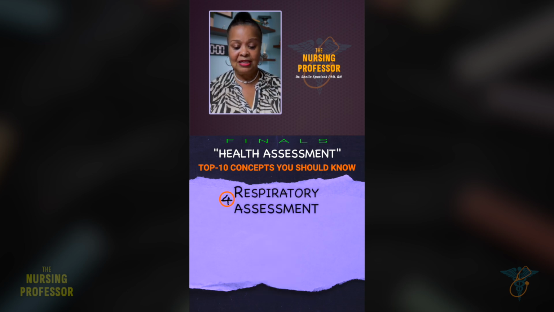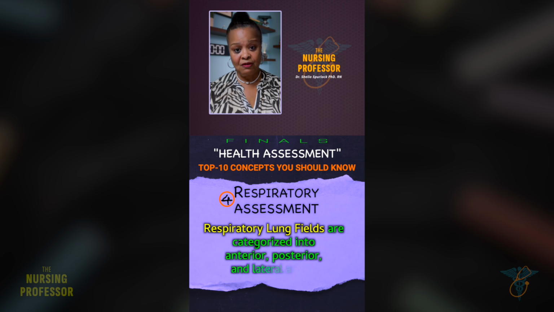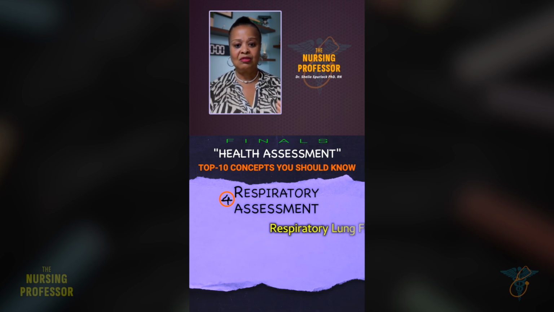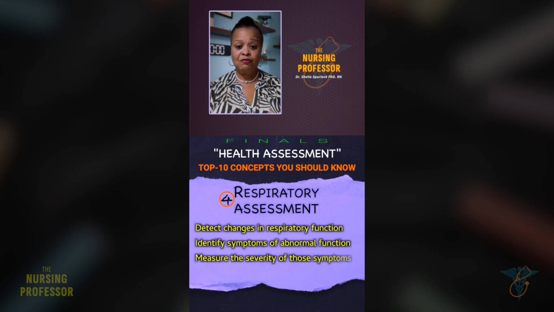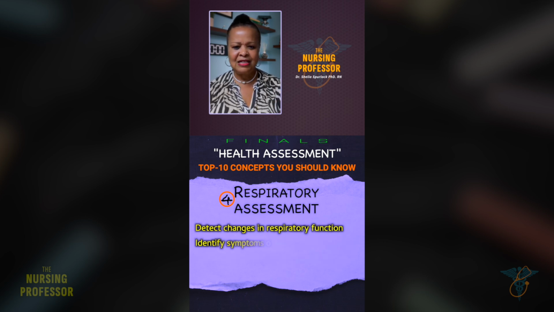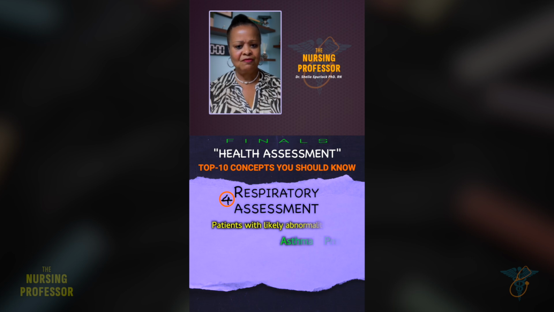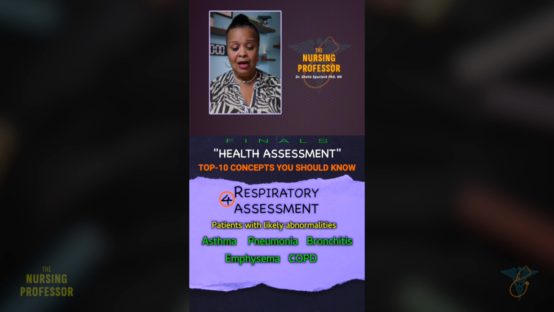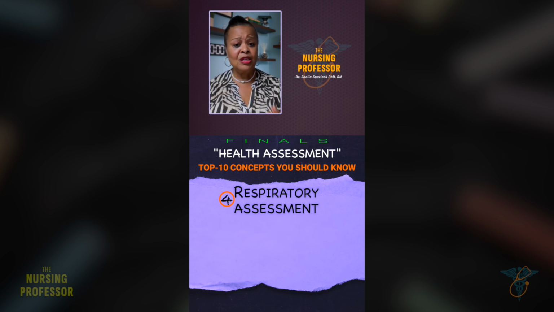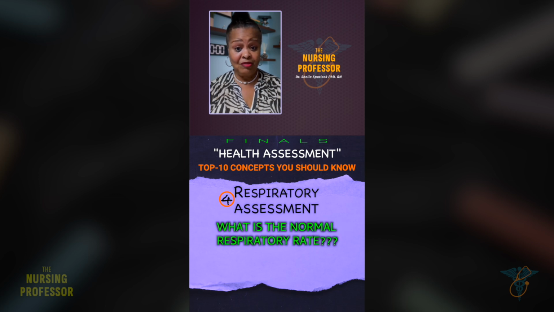Respiratory assessment is next, and this is where we're going to listen to the lung fields to determine if there's any abnormalities there. So we're going to assess for people who may have disease processes such as asthma, pneumonia, bronchitis, emphysema, COPD. Those would be examples of patients who may have some abnormality in their respiratory assessment. You want to know what a normal respiratory rate is. For an adult, it's usually 12 to 20.